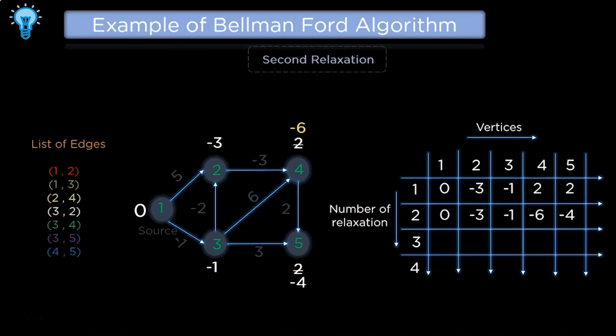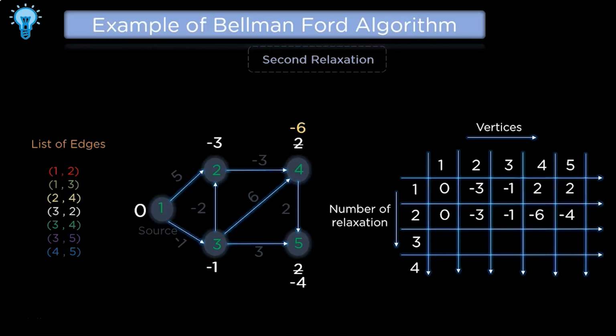From 3 to 2, we have the weight of minus 2. So the cost will be minus 1 plus minus 2, which is equal to minus 3. And minus 3 is already there. So we won't update it. Now we have weight 6 from 3 to 4, and the cost will be minus 1 plus 6, which is calculated as 5.